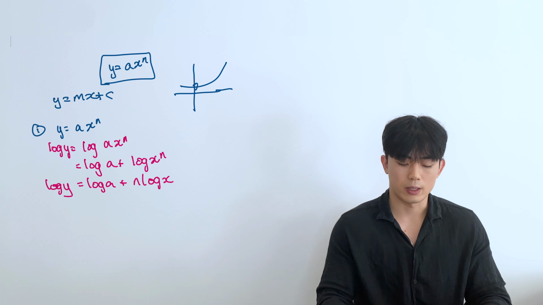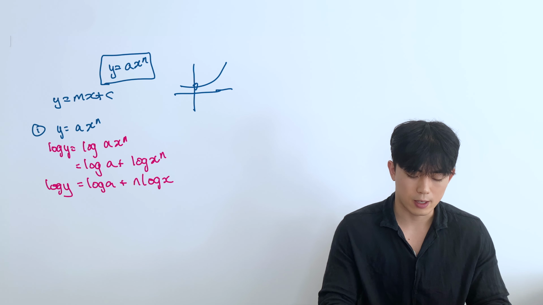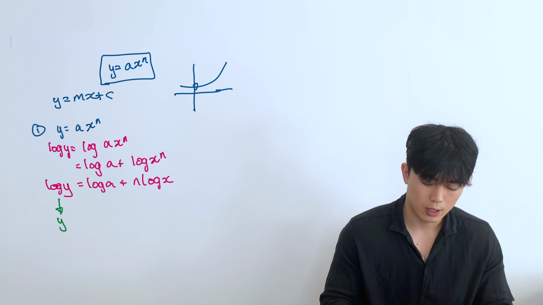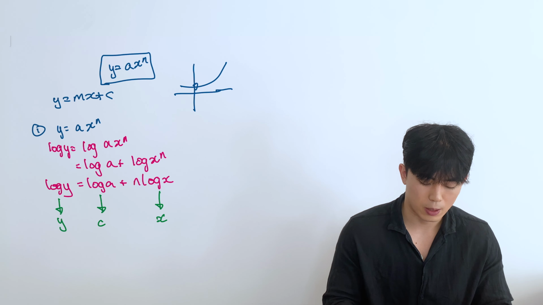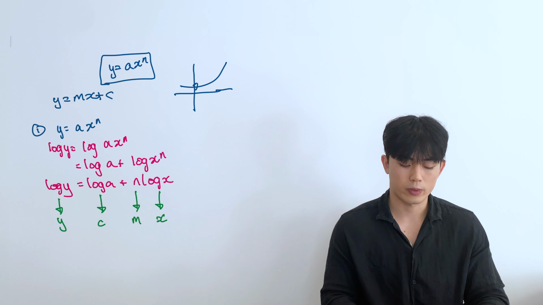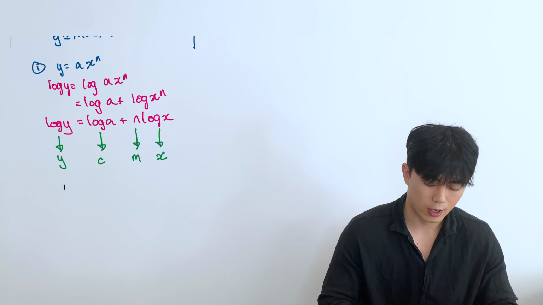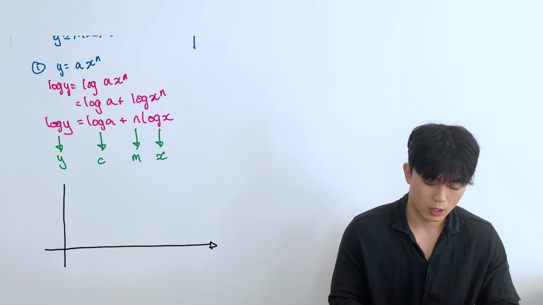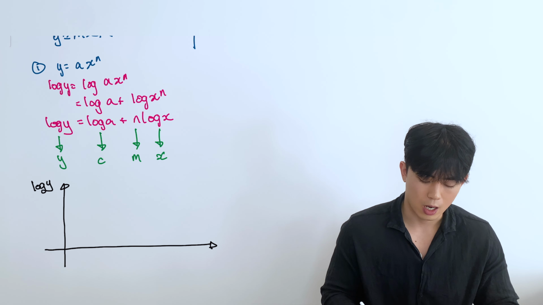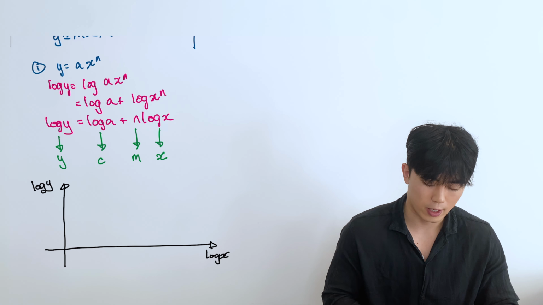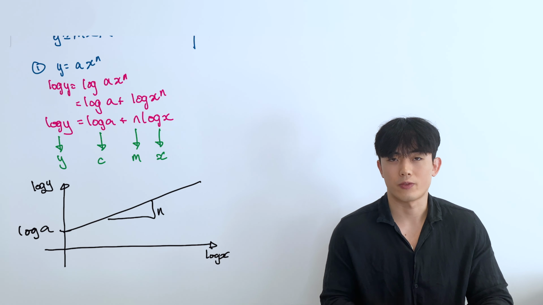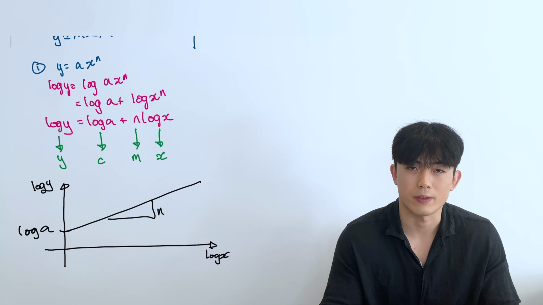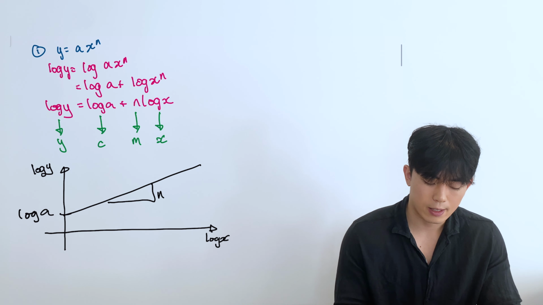And as you can see now, it's actually in a y = mx + c form, because I can say that this is going to be my y value, this log x itself is going to be my x value, making this log a the y-intercept and this n our gradient m. And so if I was to plot a straight line graph, then I'll have log y on the y-axis, log x on the x-axis, and it'll be a straight line graph where the gradient will be equal to n and the y-intercept will be equal to log a. So therefore I can find my gradient, I can find my y-intercept, and therefore I can find my a and n values.